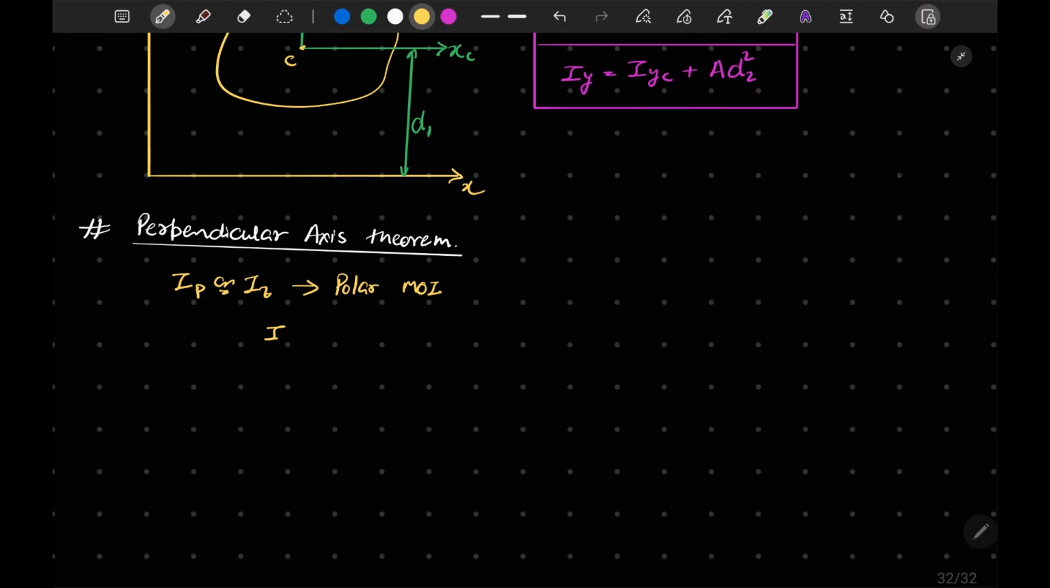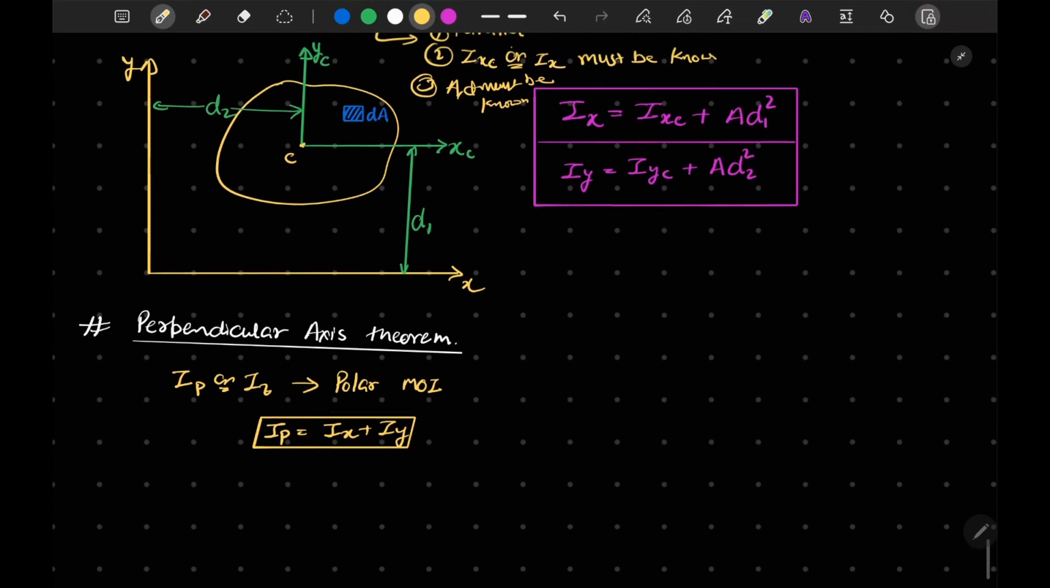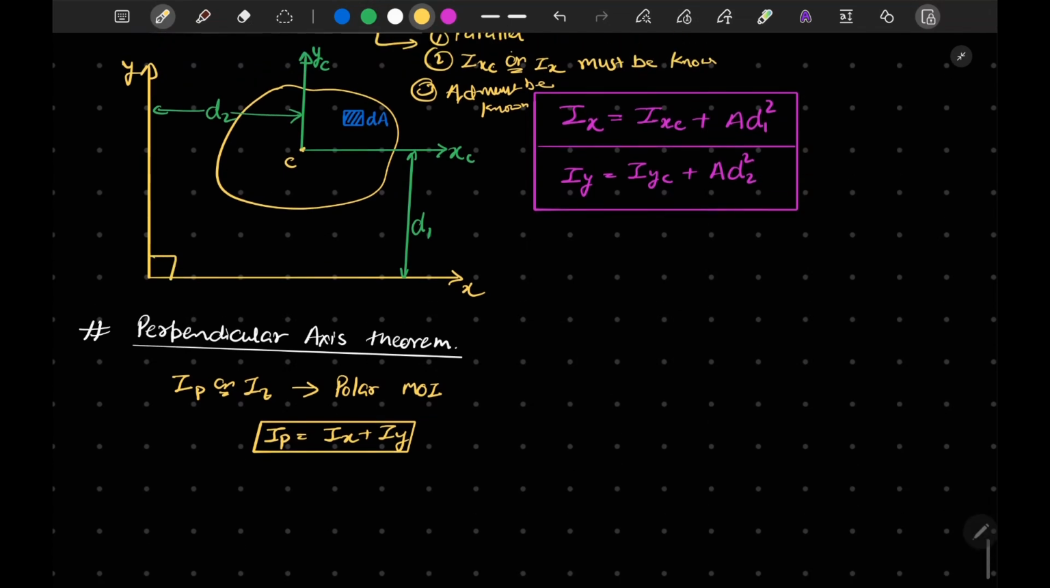Ip is given by Ix plus Iy, and can also be given as Ixc plus Iyc. I hope you understood till here. So the polar moment of inertia is given by the sum of the inertia for two perpendicular axes in the plane. Both Ix and Iy must be perpendicular.